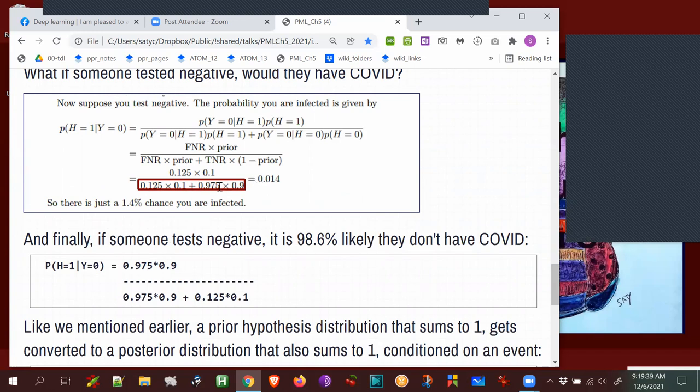That means under a negative test, we have 98.6% of the people not having COVID and only 1.4% having a false negative. Therefore, they do have COVID.